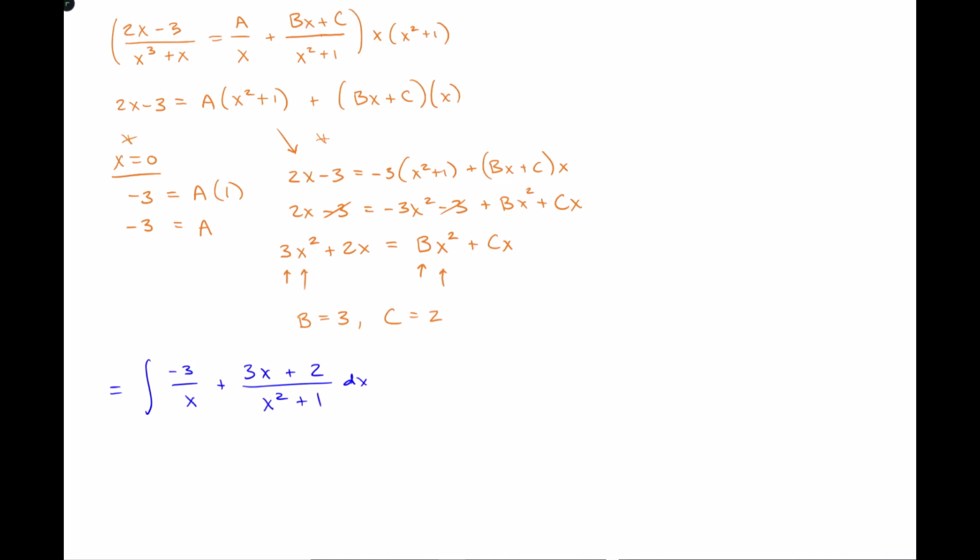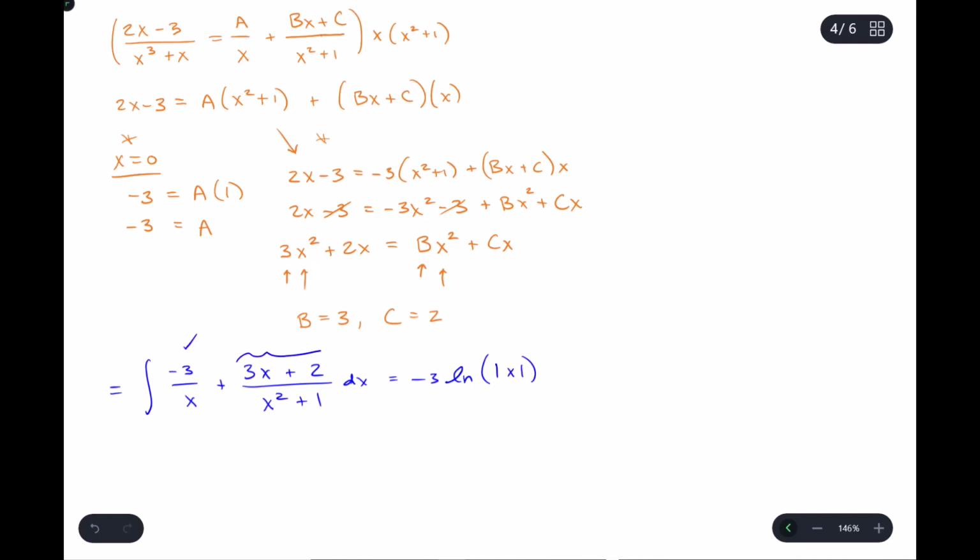So one of these terms is very straightforward. It will integrate simply as negative 3 times the natural log of absolute x. And we're finished there, so that term's finished. This term, however, is a bit more complex.